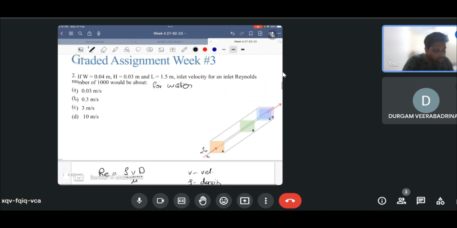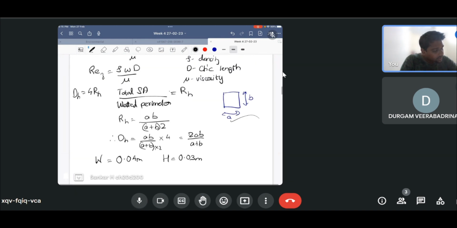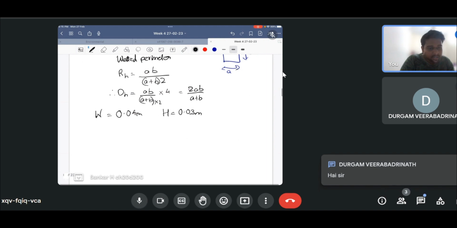So this is what's given to us. We don't have to worry about what's there in the z direction, since that is not what is coming in the characteristic length equation. When we find the characteristic length, we only have to deal with the cross section that the flow happens through.